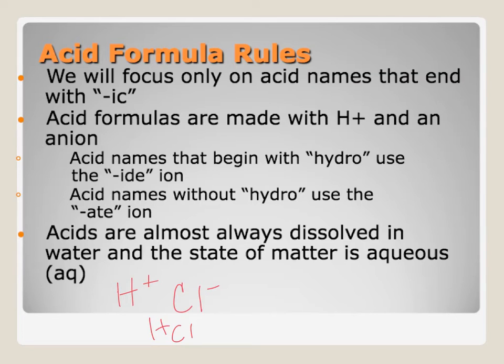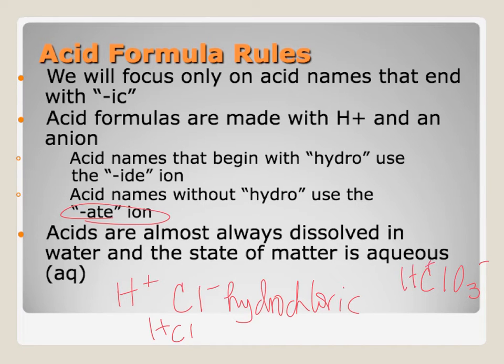But if we had chloric acid, without the hydro, okay, this is hydrochloric. This one's hydrochloric. But if we just had chloric acid, it is with the ate ion, so with chlorate. And if you go look that up, you see chlorate is ClO3 minus. And so chloric acid would be H plus with ClO3 minus, so it would be HClO3.